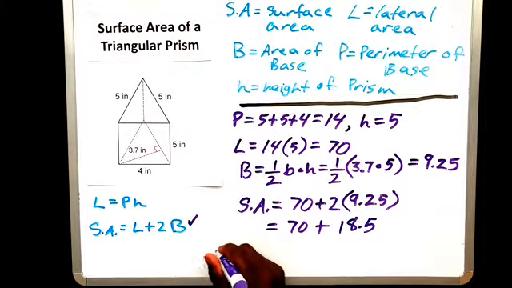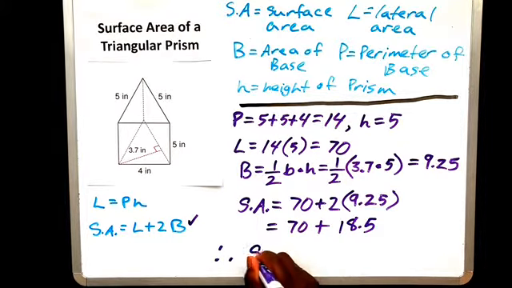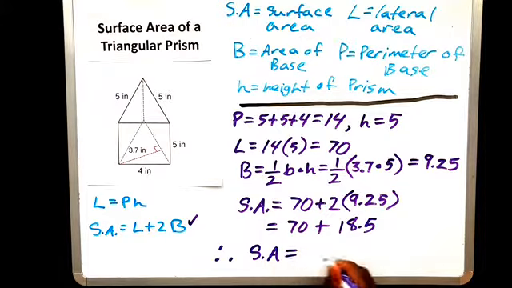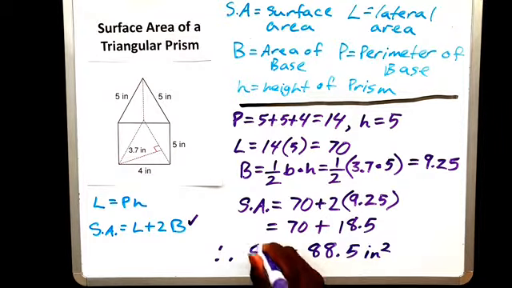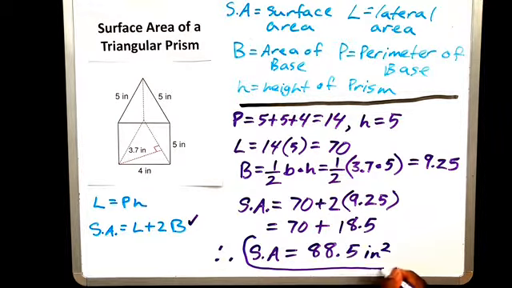Therefore, the surface area is equal to 70 plus 18.5, which is 88.5. What's the units? Inches. And since it's surface area, it's inches squared. That is our answer for finding the surface area of a triangular prism.